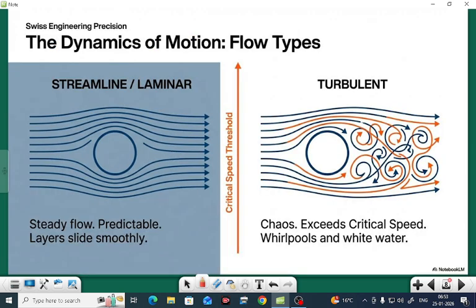The dynamics of motion, flow motion. We have two types of motion: laminar flow or streamline flow, and turbulent flow. Laminar flow is steady and predictable, layers slide smoothly, and it is slow. Here you see the critical speed threshold. In turbulent flow, the speed exceeds the critical value, giving chaos, whirlpools and white water. Here the velocity is more than the critical speed, the critical velocity.